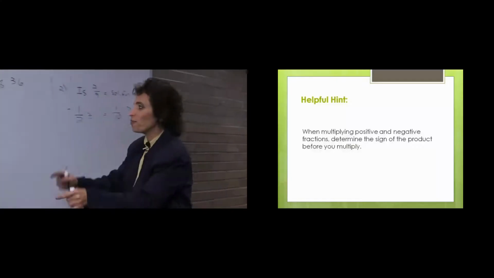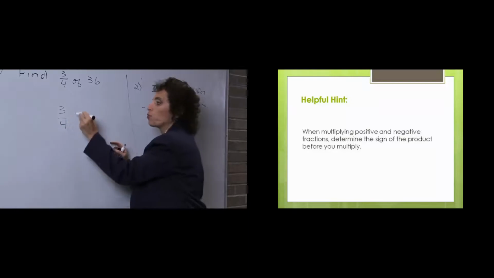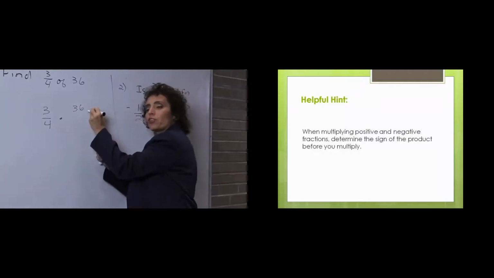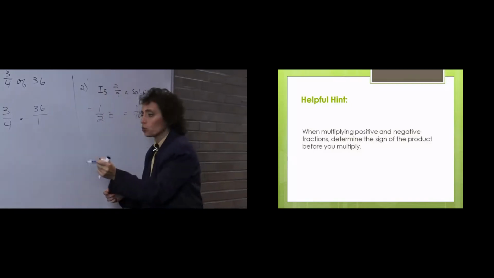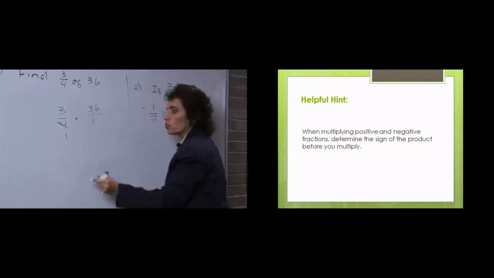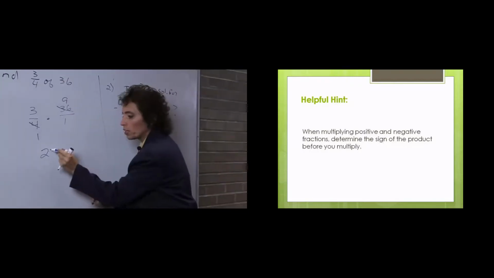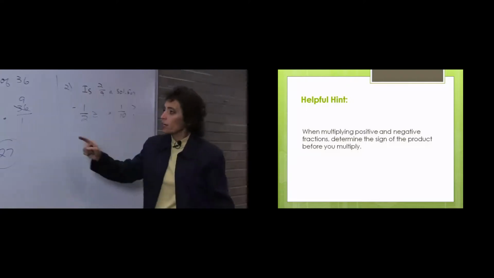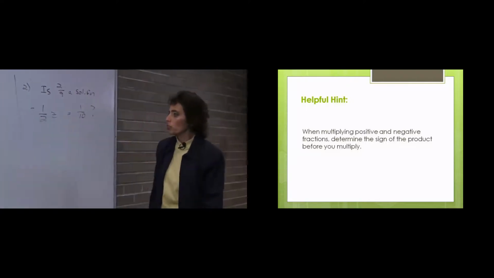All right, find 3/4 of 36. Well, this "of" tells me to multiply. So 3/4 times 36 over 1. If you'd rather use parentheses, it doesn't matter. Okay, I'm going to reduce. 4 goes into 4 once. 4 goes into 36 9 times. 9 times 3 is 27. Later on, we're going to look more closely at this "of." Okay? All right, so that's 27.